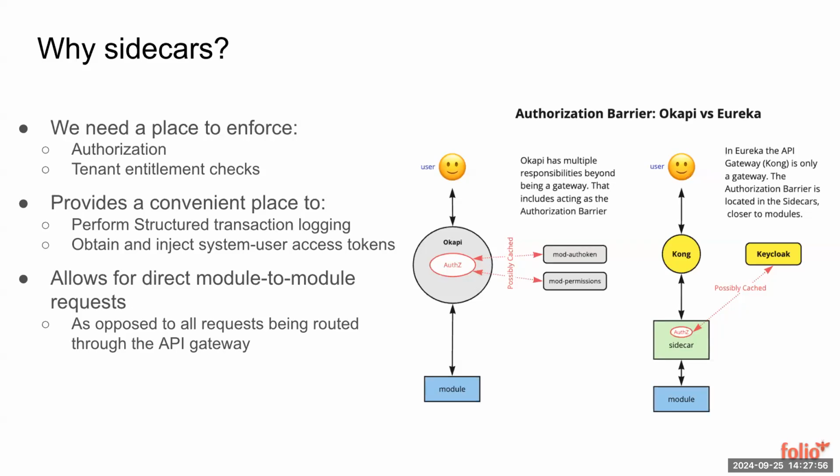And finally, having these sidecars, which are essentially just a component that sits really close to each of the module containers, allows us to do module-to-module requests without going through the API gateway. So the sidecars know how to route requests between one another.